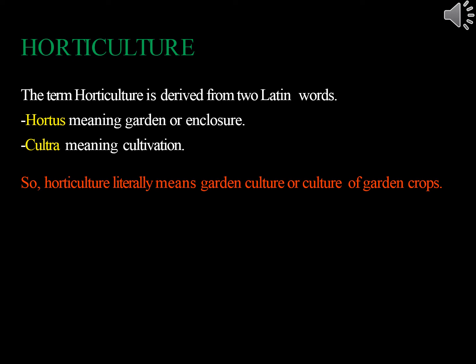First of all, we have to know the origin of the word horticulture. The term horticulture derives from two Latin words, hortus and cultura. Hortus means garden or enclosure, cultura means cultivation. So, horticulture literally means garden culture, or culture of garden crops.